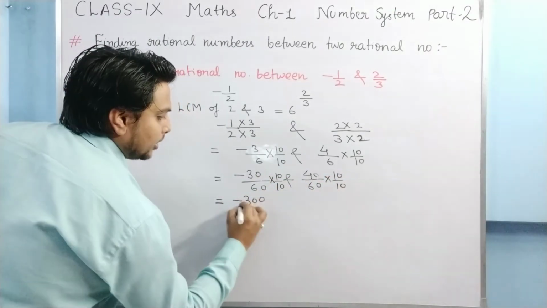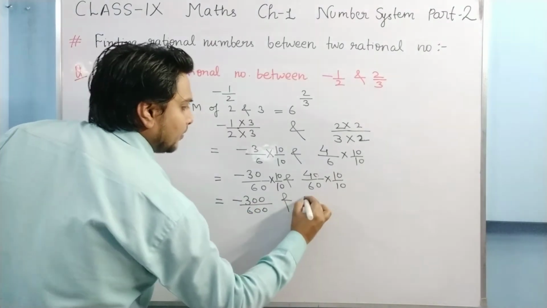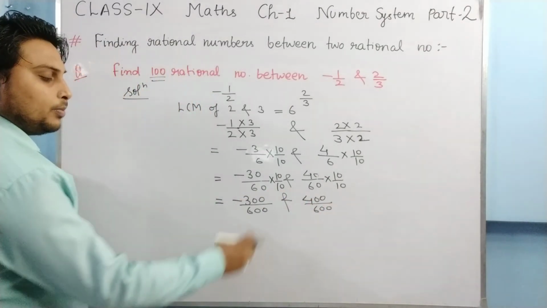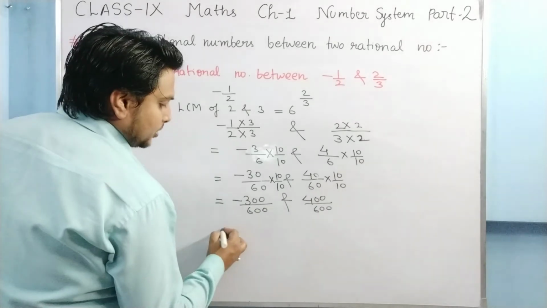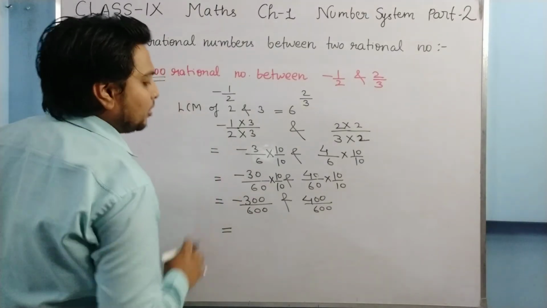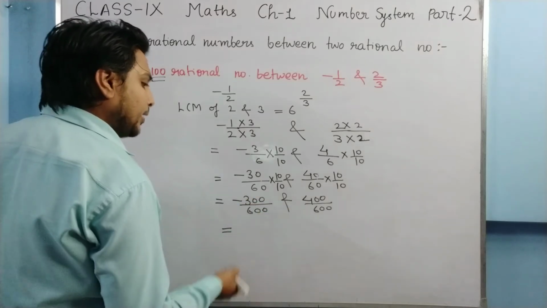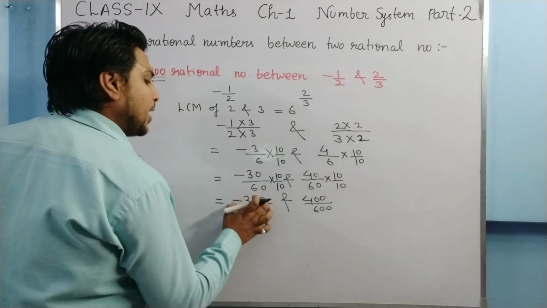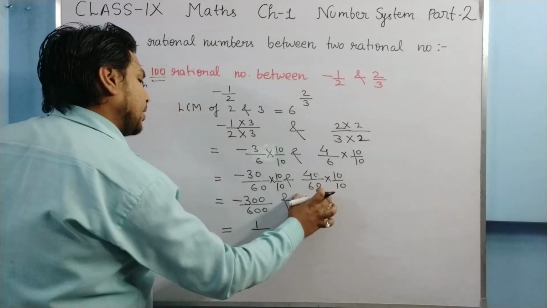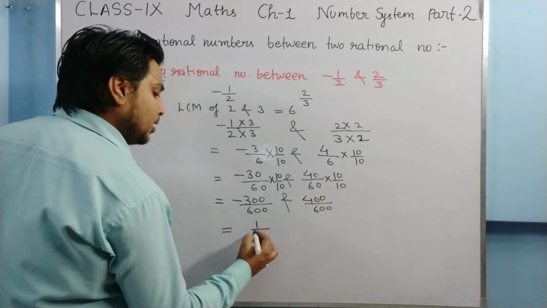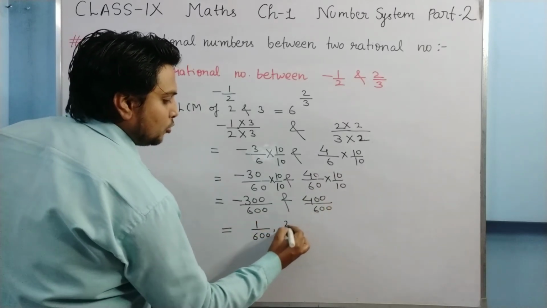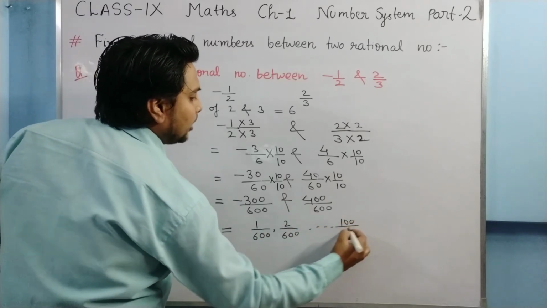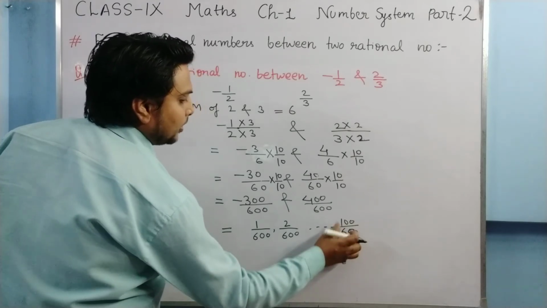It will be minus 300 upon 600, 400 upon 600. Okay, now how many numbers are there in between minus 300 and plus 400? Approx 700 numbers are there, and there is only need of 100 rational numbers. So you can find 100 rational numbers in between these two numbers. Okay, you can write like this also. Minus 300 upon 600 to 400 upon 600 means somewhere there should be 1 upon 600, 2 upon 600. These kind of numbers will also be there, and you have to write only 100, so it will be 100 upon 600.